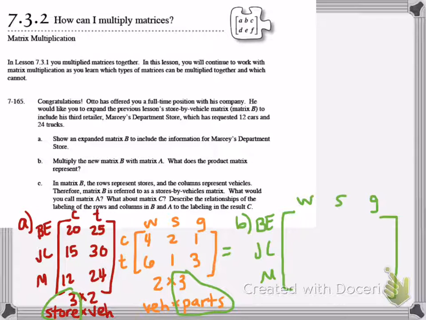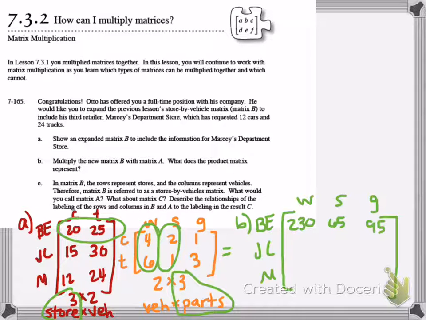So remember, when you're multiplying, you multiply rows into columns. So I circled the first row, I circled the first column, and what I'm going to be doing is 20 times 4 plus 25 times 6. And that's going to give me the total number of wheels that Bullseye needs to make their cars and trucks. Okay, so when I do that, I end up with 230. And then if I fill in the rest of the top row, I multiply 20 and 25 into the second column to get 65, which is the total number of seats. And then I multiply that first row into the third column to get 95, which is the total number of gas tanks for Bullseye.